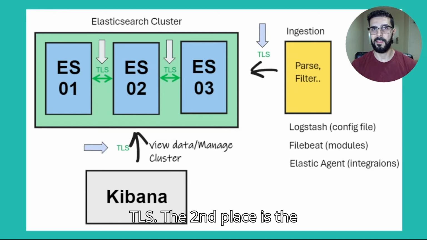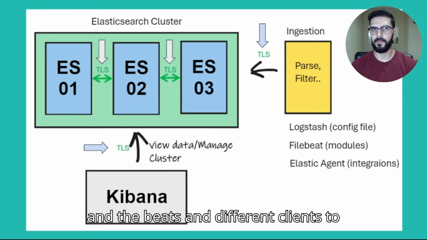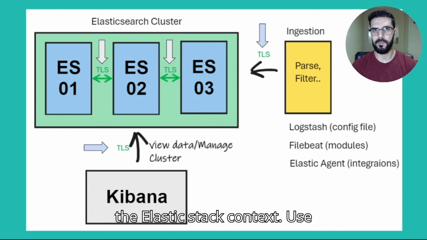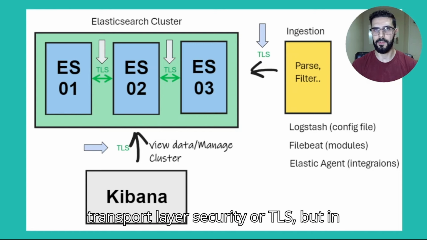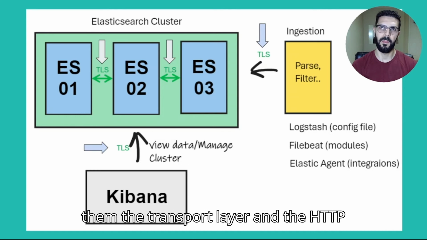The second place is the HTTP layer or interface, which secures data from Kibana and the beats and different clients to Elasticsearch. Both of these layers in the Elastic Stack context use transport layer security or TLS, but in the Elastic Stack terminology, they call them the transport layer and the HTTP layer.